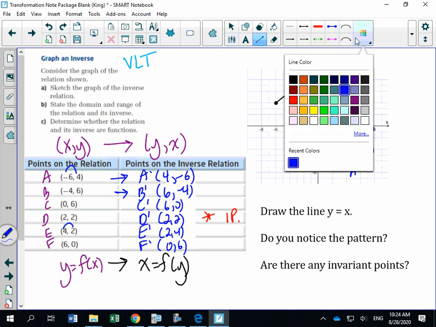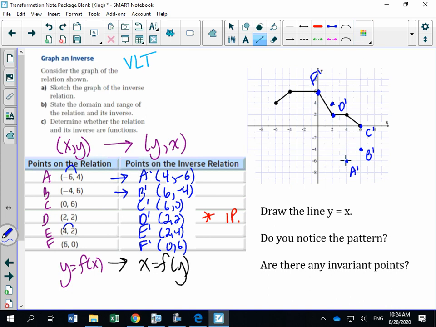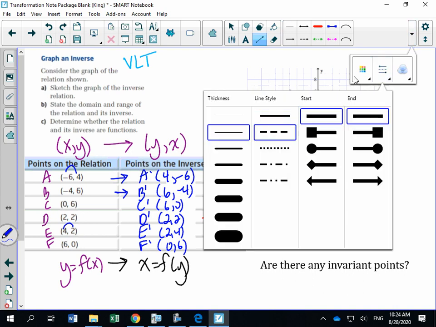Okay, so let's get a ruler, different color, and let's connect A, B, C, and D. So A to B, B to C, C to D, D to E, and E to F. Okay, I'm going to erase my letters now. And the last thing we need to put in is the line y is equal to x. So for inverses, we always want to show our line of reflection.